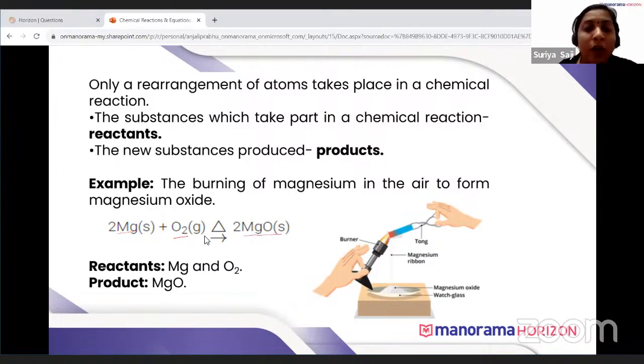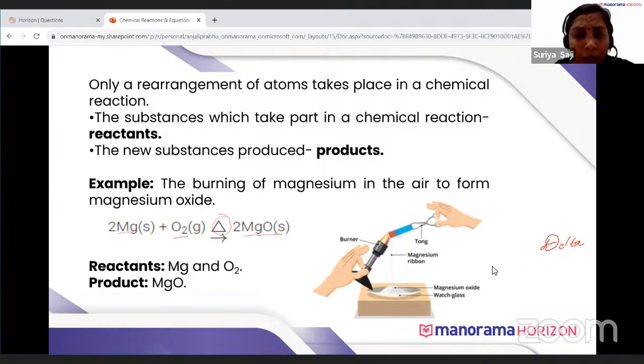When we look at this chemical equation, we can see that there is an arrow. That arrow is known as the forward arrow. Chemical reactions are represented using reactants, products, and an arrow in between. Above that arrow, we can see a symbol, which we call delta. Delta is a sign of heat. So in this reaction, magnesium reacts with oxygen in the presence of heat, and we get magnesium oxide.